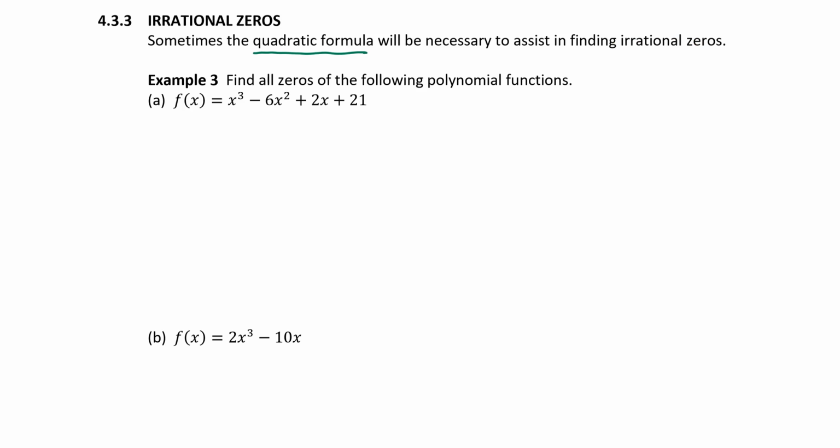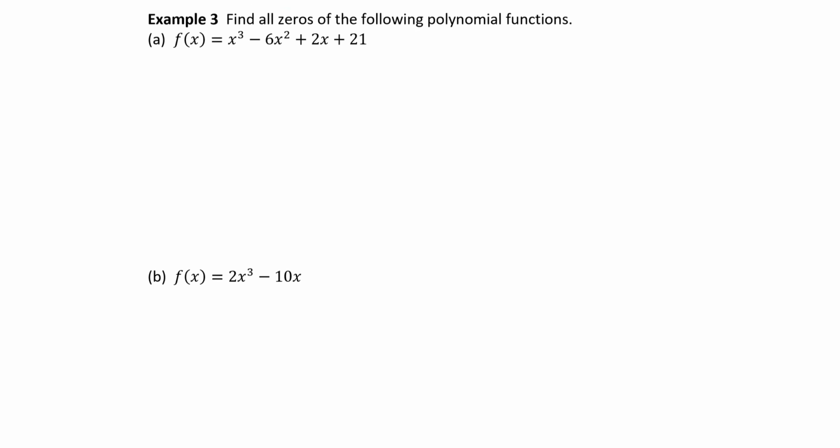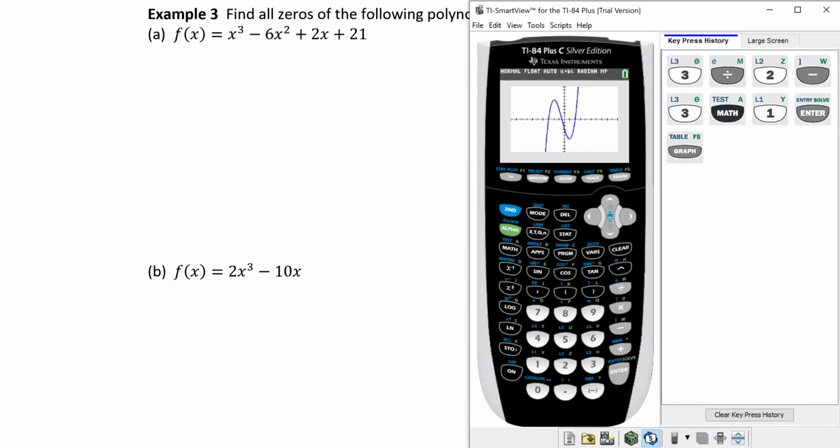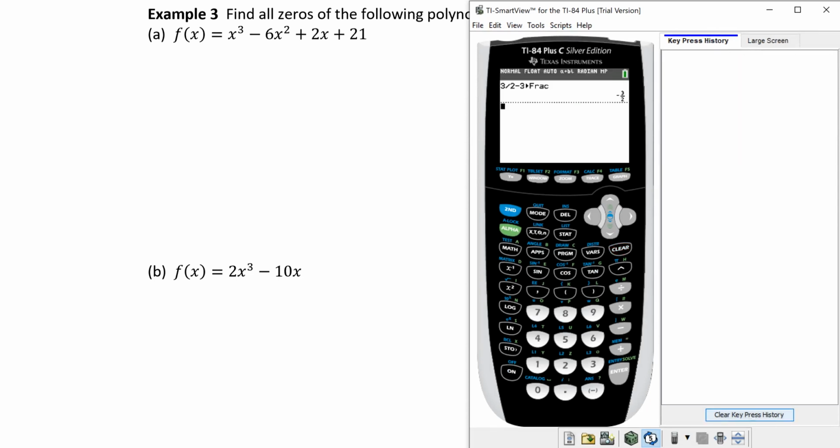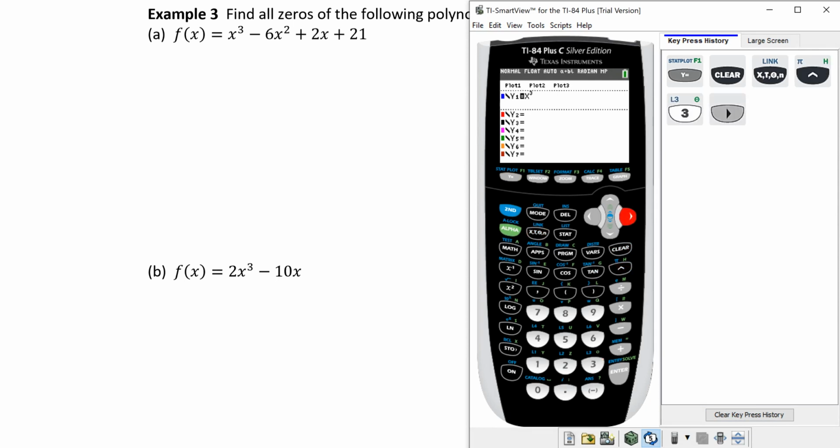Example 3, our problem is the same. Find all the zeros of the polynomial function. So this time we're not factoring, we're just looking at finding the zeros. Remember, the first step here is to graph our function. As we type this in, how many zeros are we looking for?